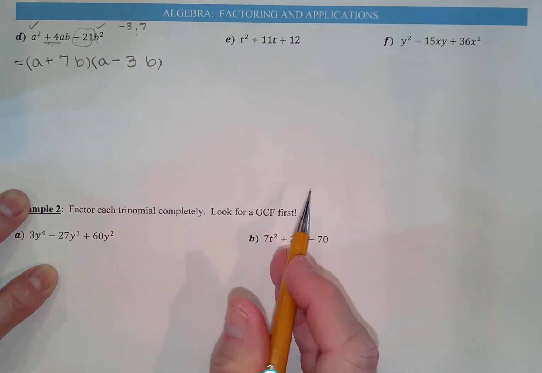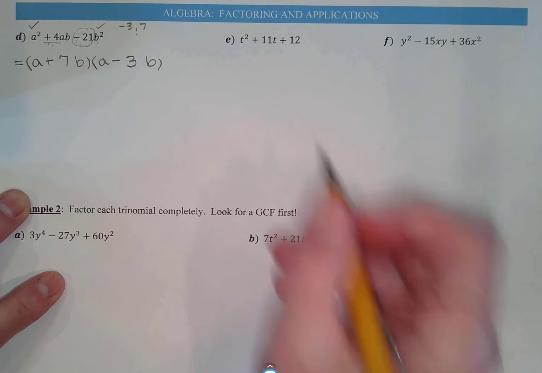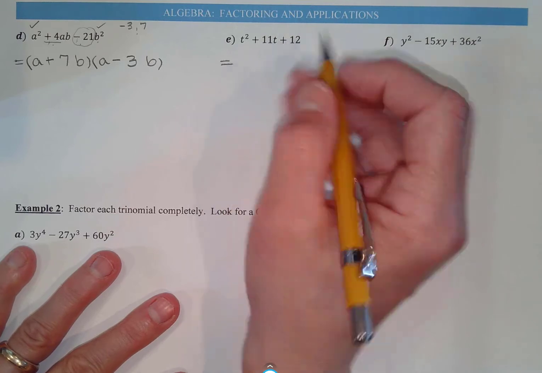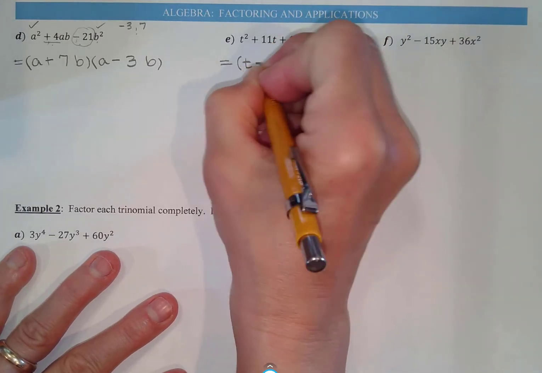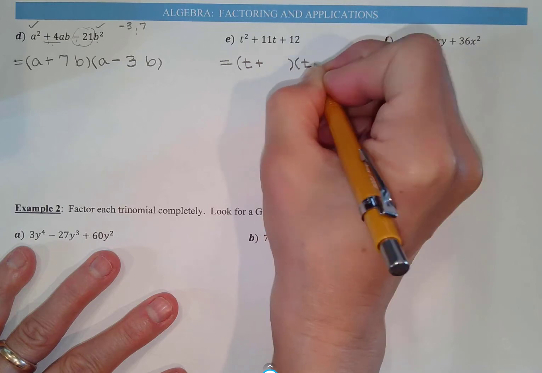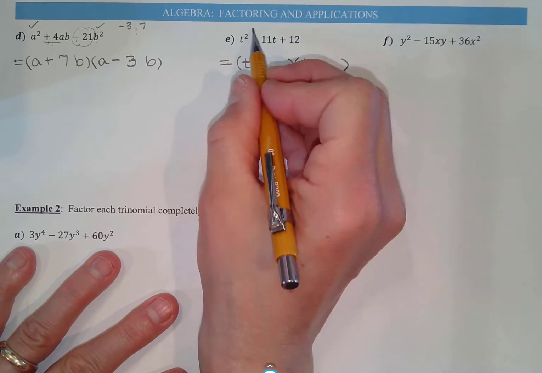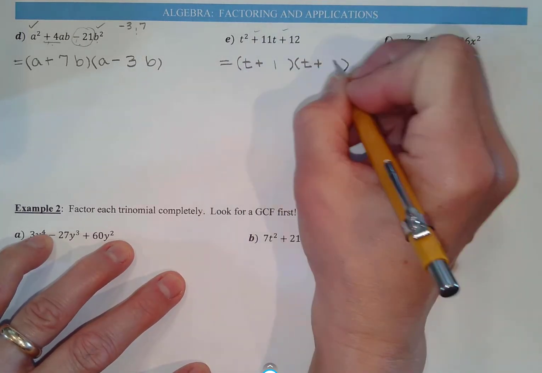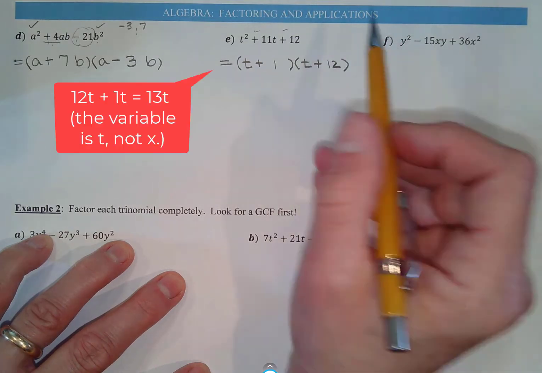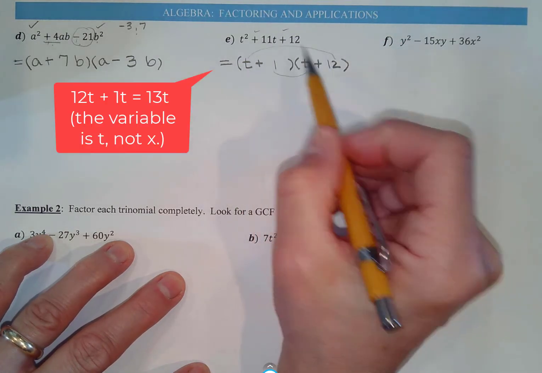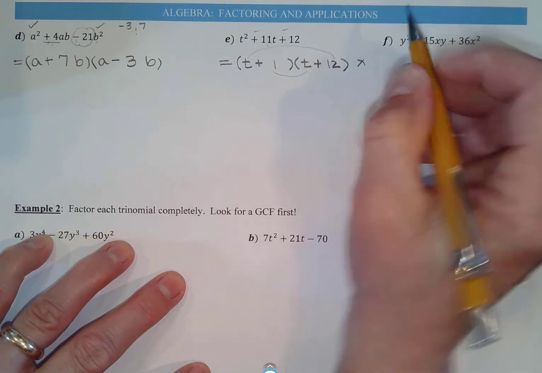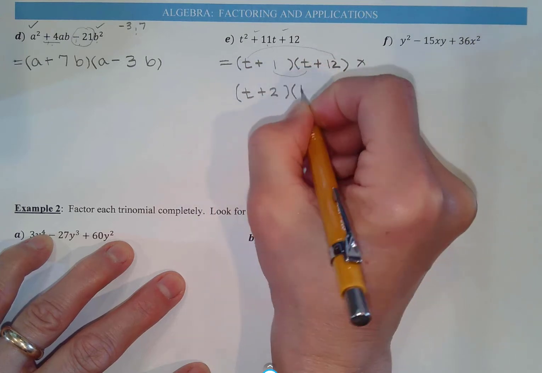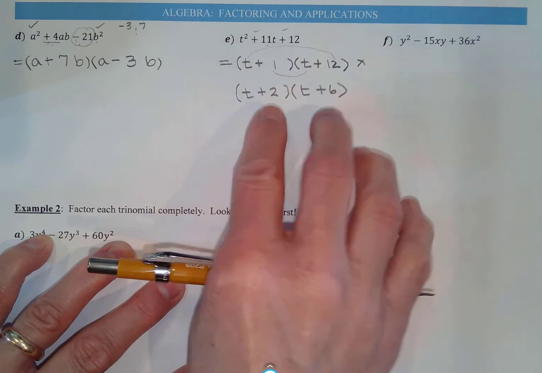And remember to check. In part E, as we try to factor t squared plus 11t plus 12, we know to write t and plus in both of these because we've got all plus symbols. Now let's try our factors of 12. We might try 1 and 12. Okay, is that going to check? 12t plus 1t is 13t. That doesn't work, does it? You might try to use t plus 2 times t plus 6. 2 and 6 are also factors of 12.